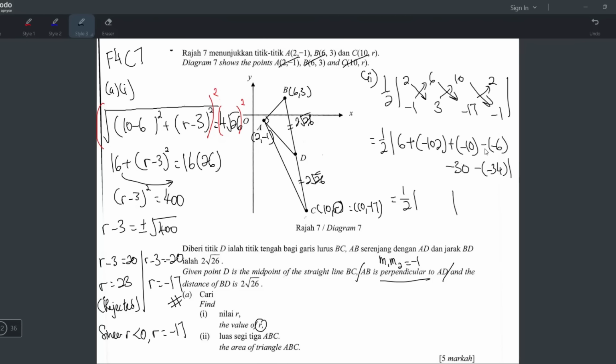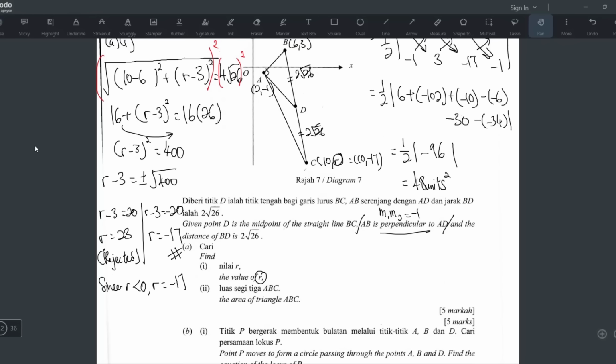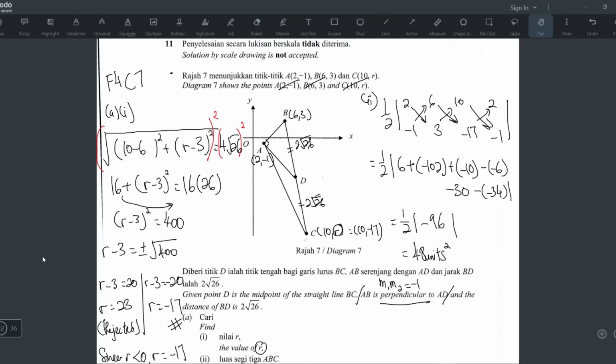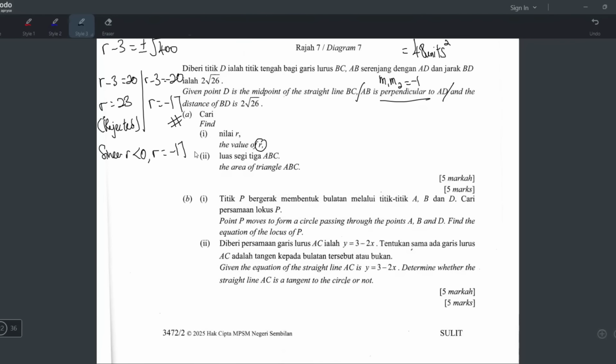Now we can key all of this into the calculator. 6 minus 102 minus 10 plus 6 minus 30 plus 34, -96. Modulus, you get positive 96. Divide 2, you get 48 units squared. And that's it, right? So 5 marks for this. Okay, that's all.